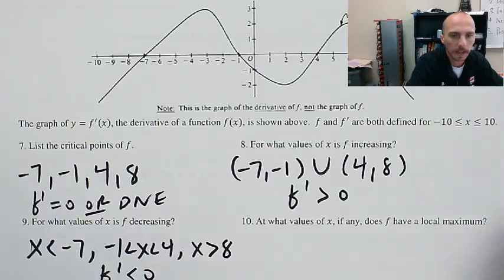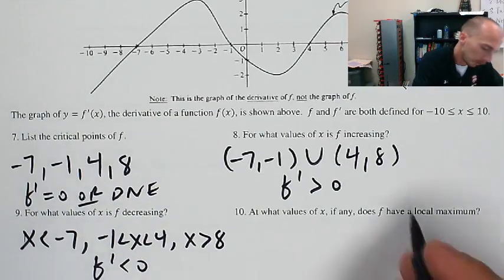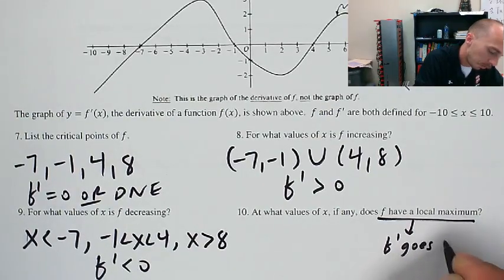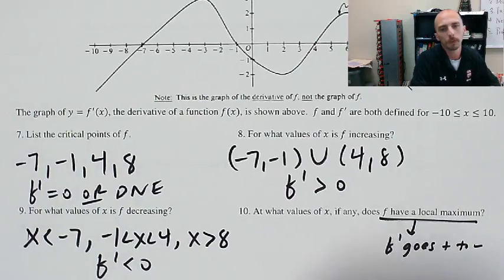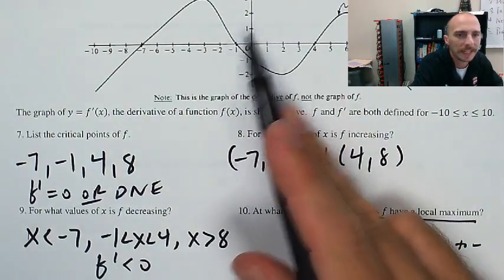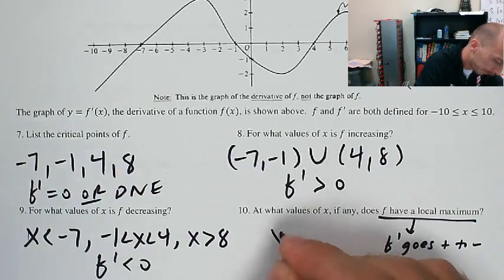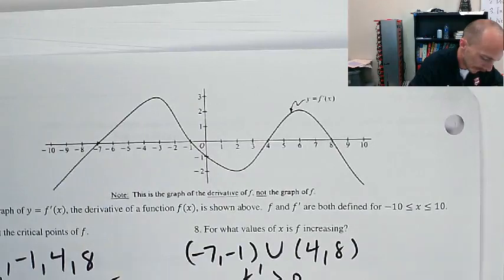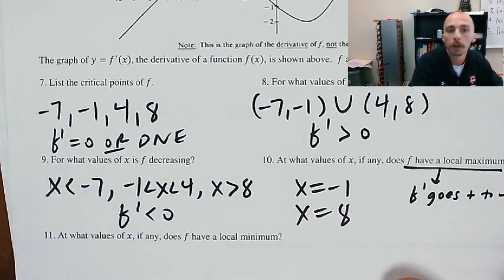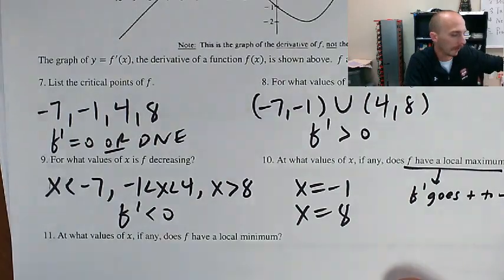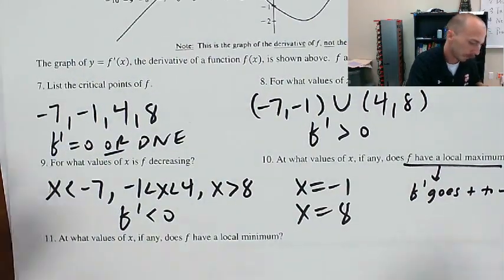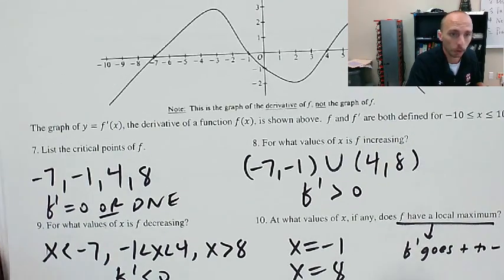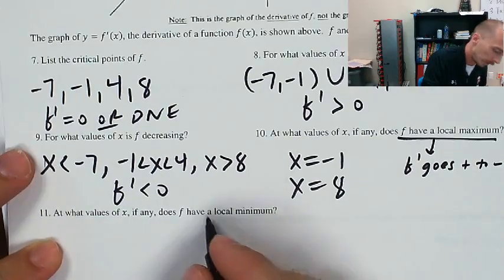At what values of x, if any, does f have a local maximum? At this point, all we know about a local maximum is that's where f prime goes from positive to negative, because the function went from increasing to decreasing. So I'm seeing here at x equals negative 1. Oh, and there's also one hidden by my face over here at x equals 8. Those will be the x values at which f has a relative maximum. And at what x values, if any, does f have a local minimum? Well, that'll just be where f prime goes from negative to positive.